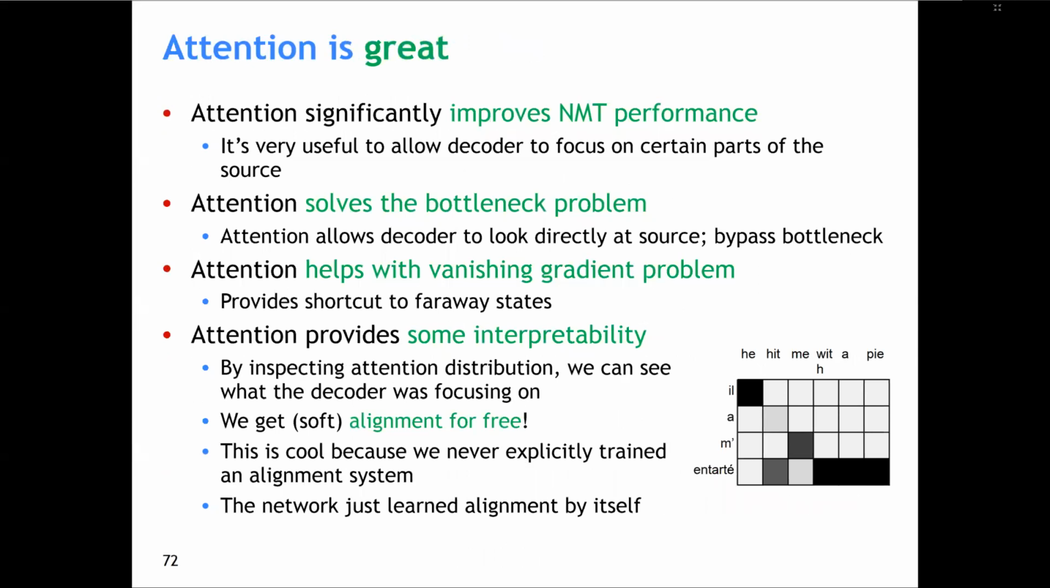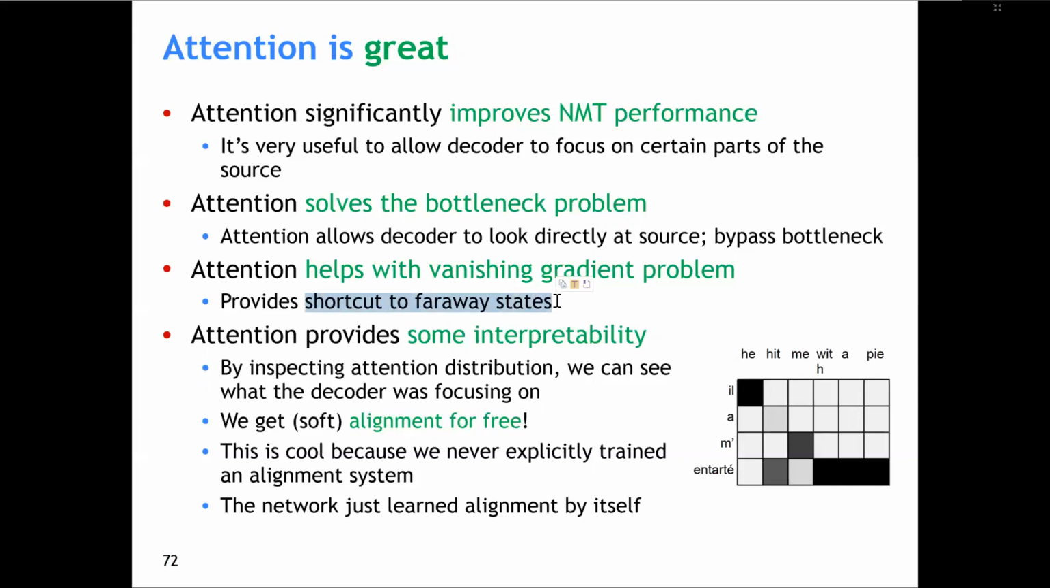So the attention mechanism significantly improves the performance because it allows the decoder to focus on certain parts of the source. Instead of relying on the last hidden state from the RNN encoder, now you can have a more dynamic representation of all the hidden states in your encoder. So it solves the bottleneck problem, and it also helps with the vanishing gradient problem, because it provides a shortcut to the farther away states.